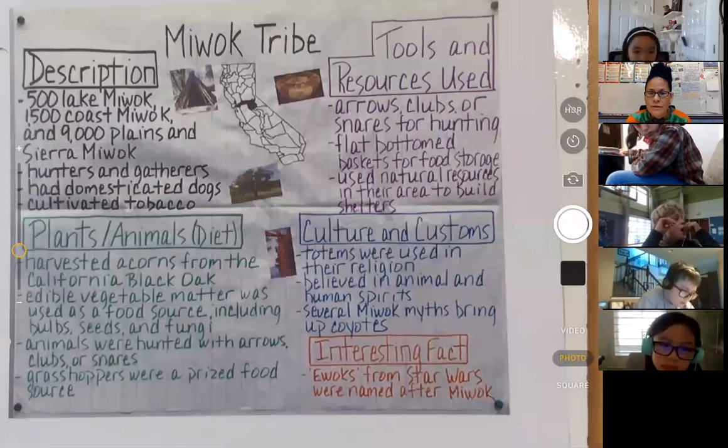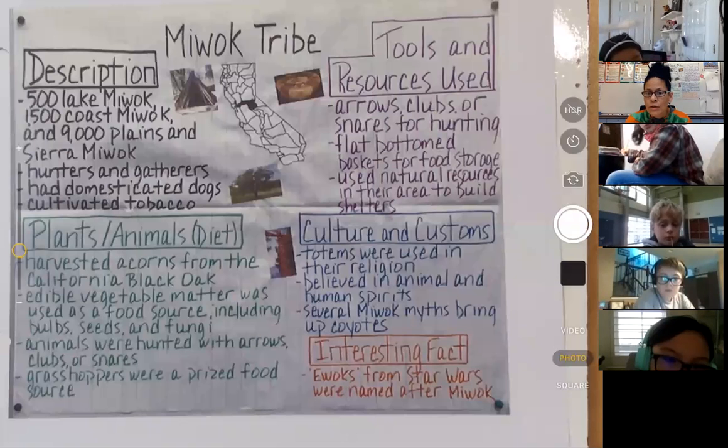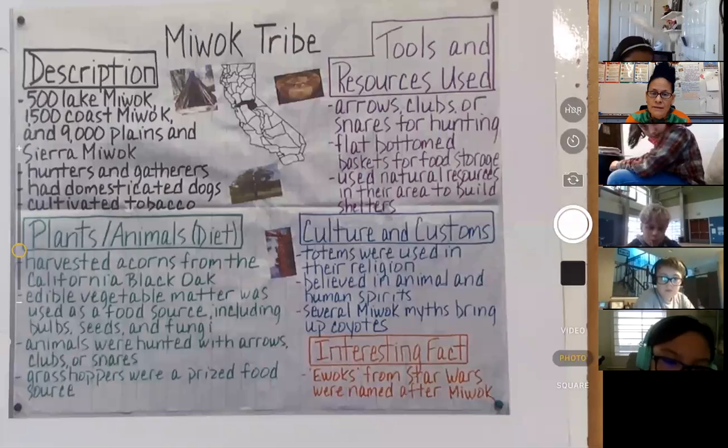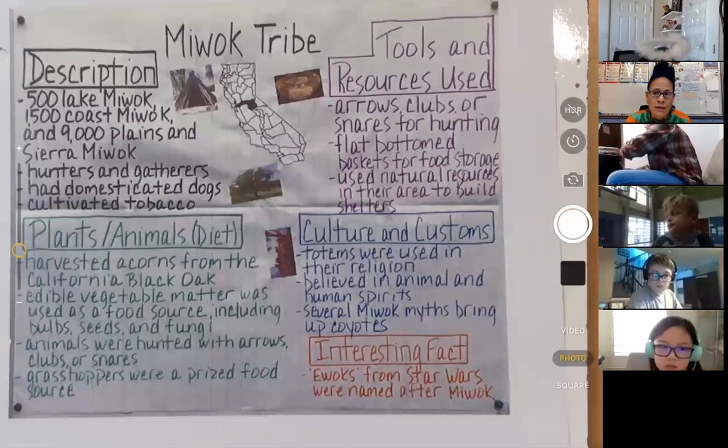Under cultures and customs. So totem poles or totems were used in their religion. They had extreme significance in their religious beliefs. And I did include a picture of one to the left. Totem poles are carved out of wood, out of tree trunks, right? The carvings in them are very intricate and all have meaning.